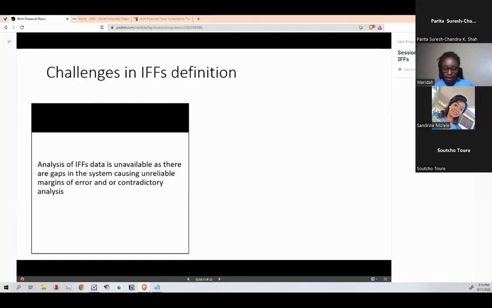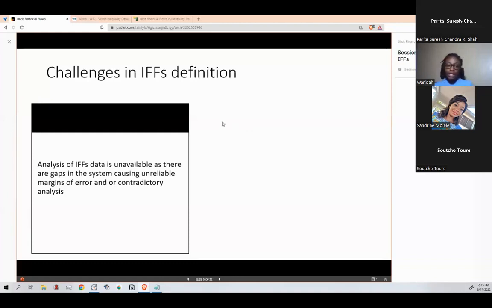The first one is when it comes to the data available. I've shown you two different data sets, and I've also shown you some of the figures lost in 2019. What you could see is that if you look at that data, it could be unreliable in some way due to marginal errors and contradictory analysis. And that is one of the reasons that defining IFFs is a big problem.